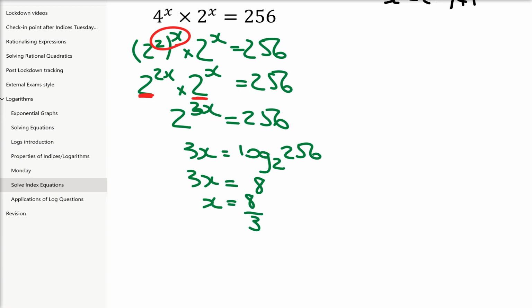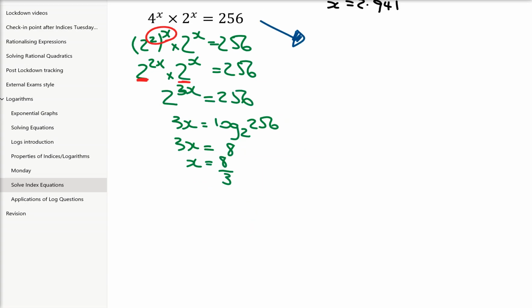Okay? Happy with that? Right, so I'll pause this. So the other way of doing this one would be to go, well, Billy chose to convert this 4 into 2 squared, but you can't always do that. If that was 4 and 5, it's going to be too hard for you to do that.